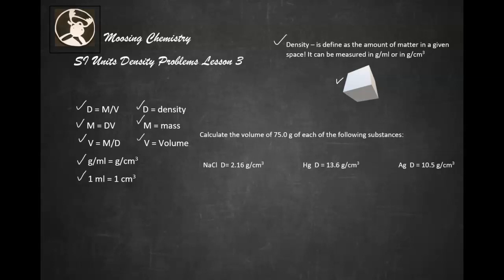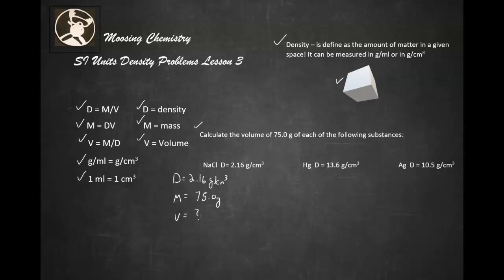Now let's look at our problems here. Calculate the volume of 75 grams of each of the following substances. All right, so what do we know about sodium chloride? Well, we know that the density is 2.16 grams per cubic centimeter. We also know that our mass is 75 grams. Okay, and now we're looking for the volume.